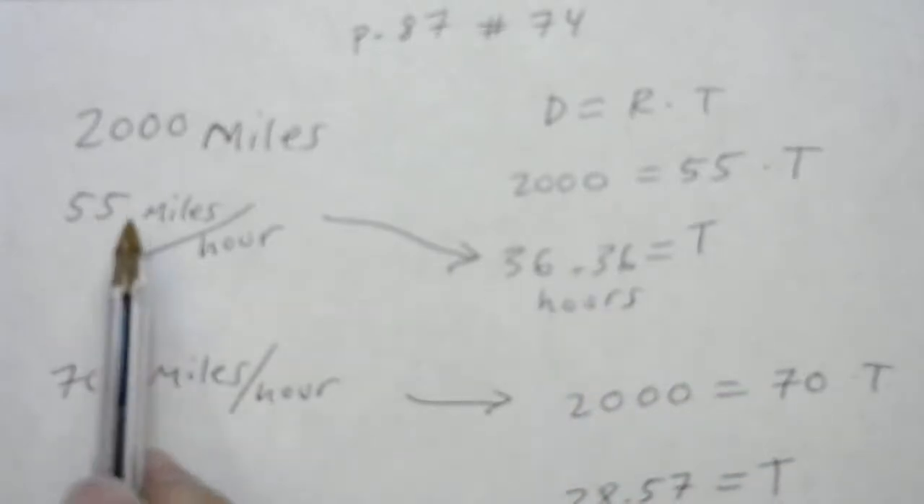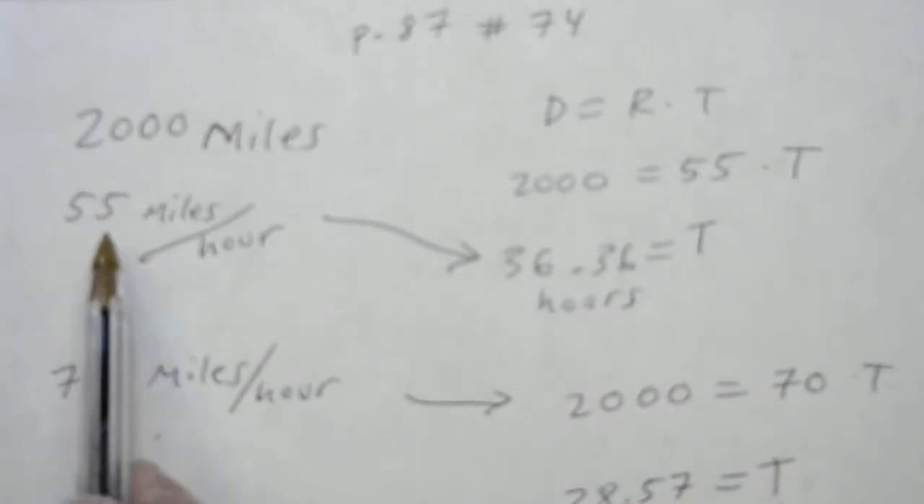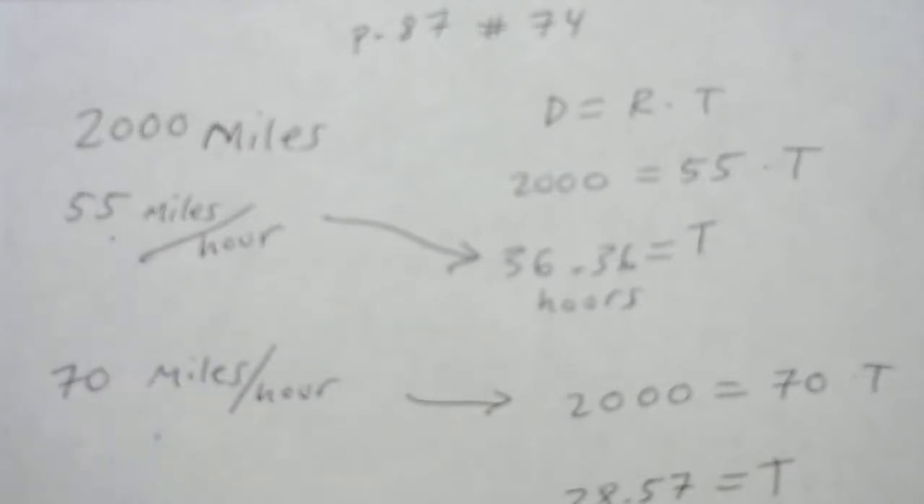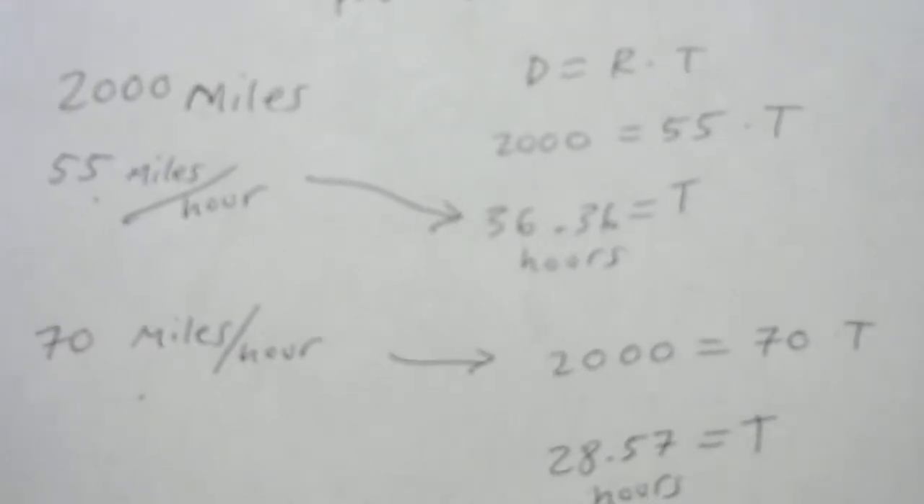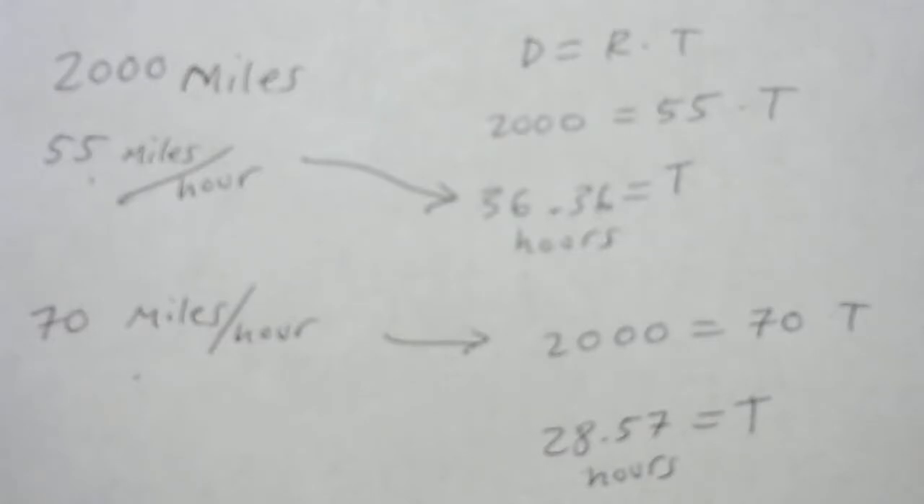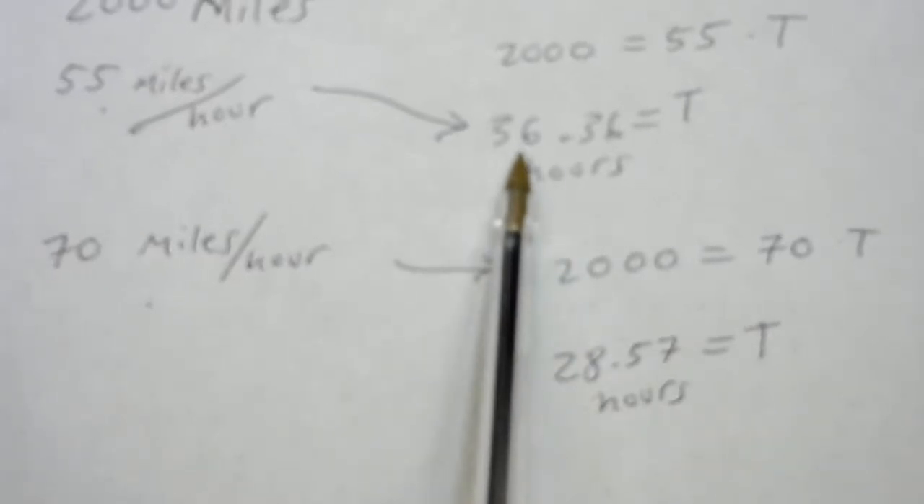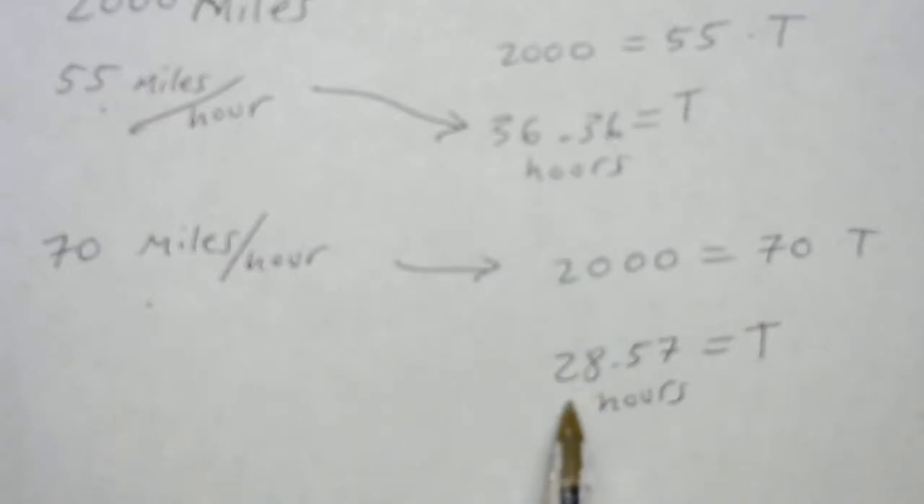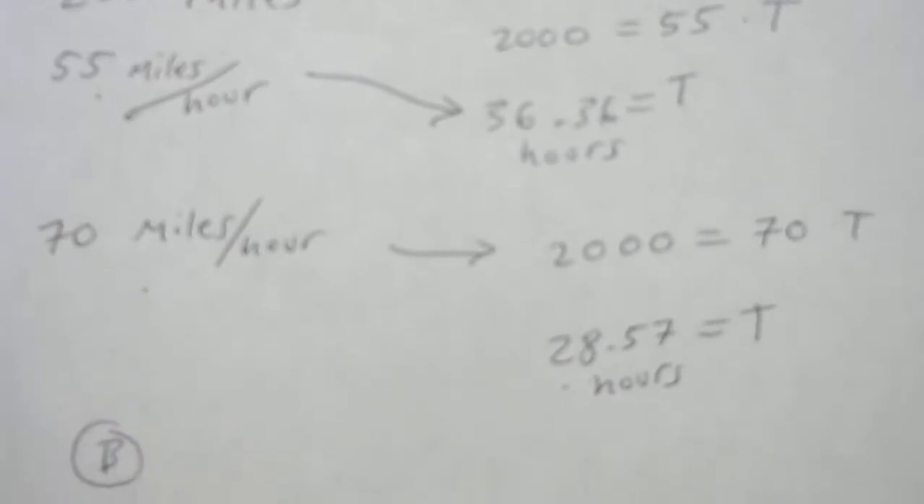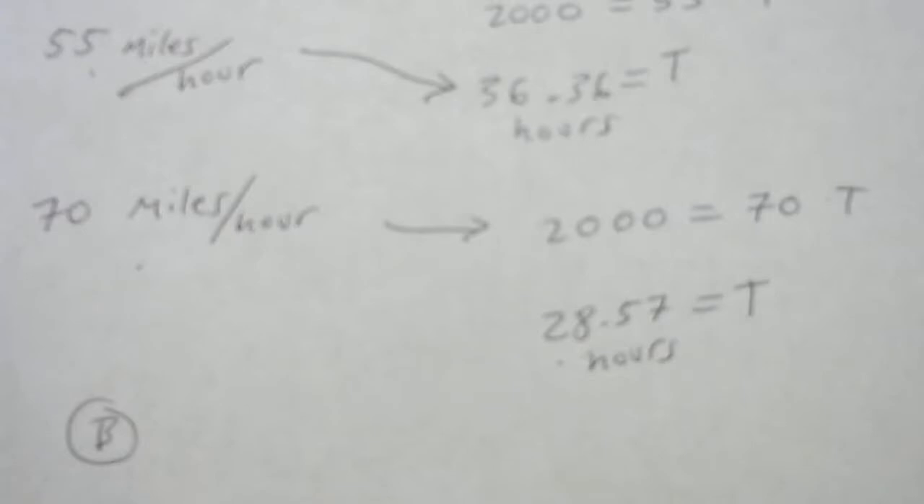So traveling at 70 miles per hour instead of 55 miles per hour saves us, look at that, pretty much 8 hours. And we can see that that might be pretty significant. Eight extra hours of your time. So this is all for part A: how long would it take driving at 55 compared to driving at 70? And now we go on to part B, which is how much would that cost?